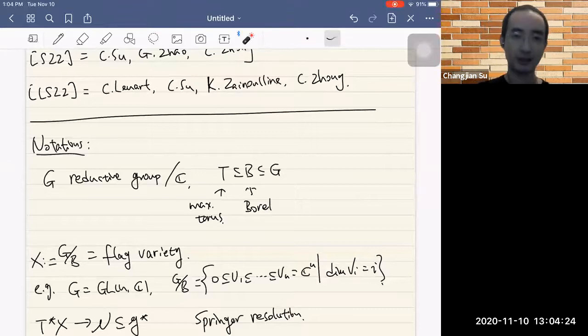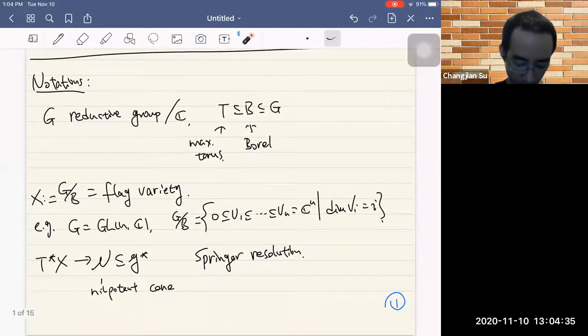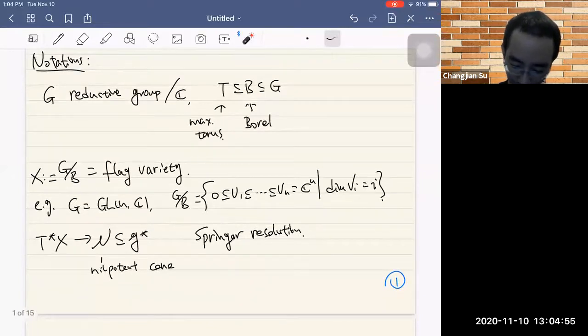The group G is a reductive group over the complex numbers. You can just think of this as GL_n. And we fix a Borel subgroup and a maximal torus. And then we form this quotient G/B. Throughout this talk, I will use X to denote this quotient G/B. This is called the flag variety. It consists of all the Borel subgroups. So, for example, if G is GL_n, then the flag variety is just the sequences of linear subspaces V_1 contained in V_2 contained in ... V_n, and each V_i has dimension i.